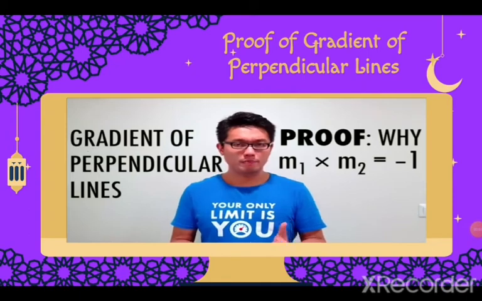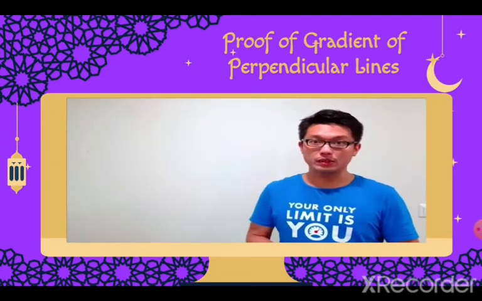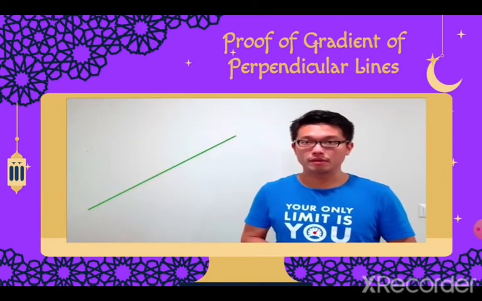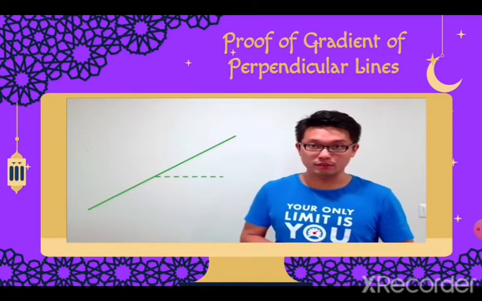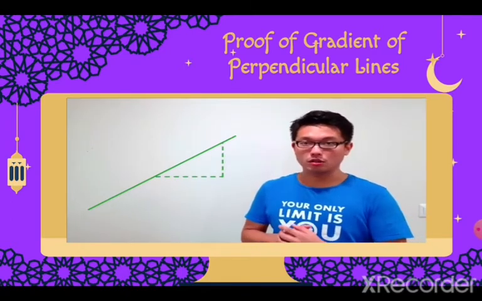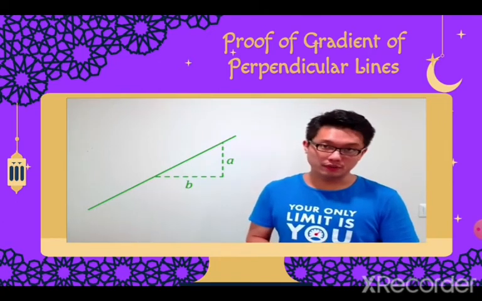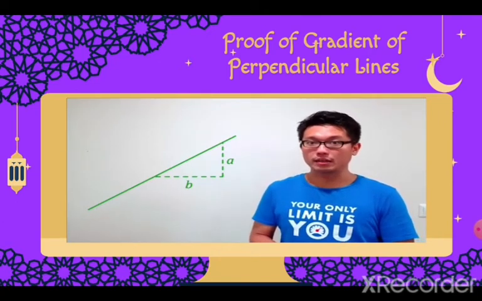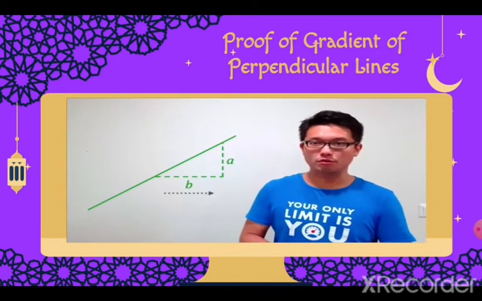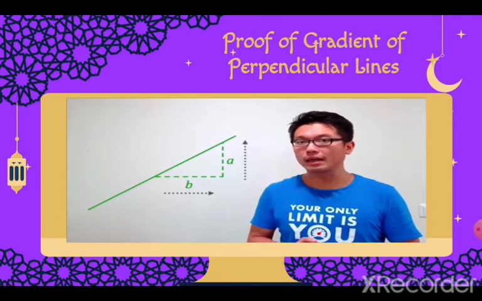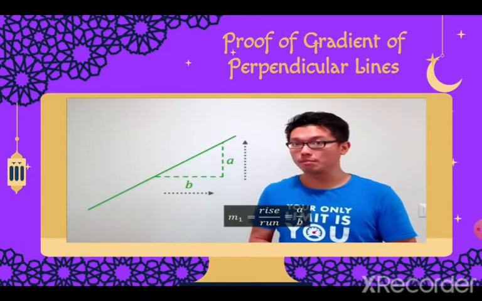Why do gradients of perpendicular lines give us a product of -1? Let us first begin with a straight line. Let's call it L1, and also create a right angle triangle using horizontal and vertical line segments. Let's call the horizontal line segment B and the vertical line segment A. With that, we can find an expression for the gradient of the line, calling it M1. When we run B units from the left to the right, we find ourselves moving upwards by A units. Hence, M1 can be expressed as A over B.